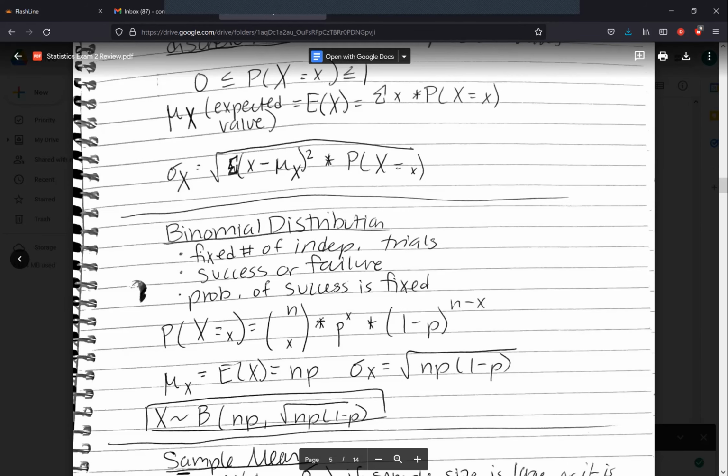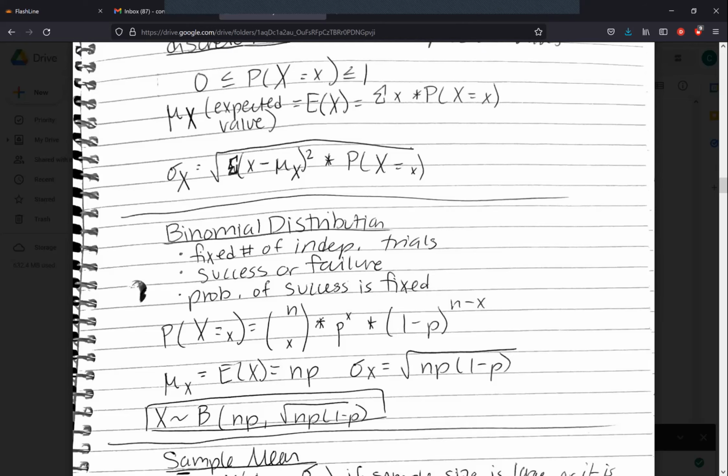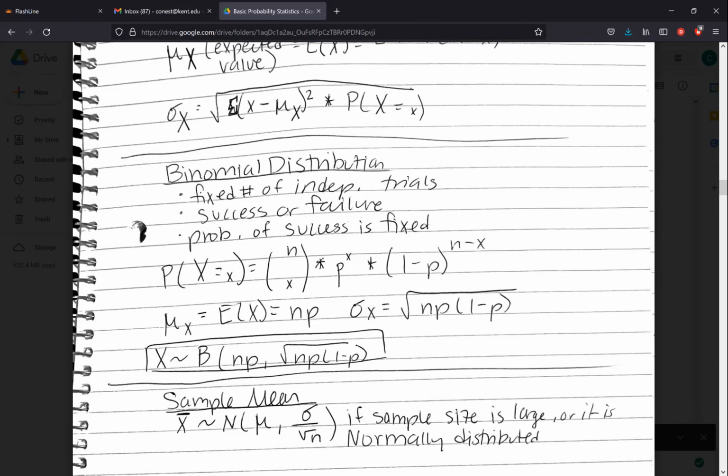Binomial distribution has a fixed number of independent trials. It deals with the concept of success or failure, although oftentimes it won't exactly mean success or failure. You'll have to think about it. Usually it's with something either occurs or it doesn't. And the probability of success of something occurring is fixed for each of the trials.